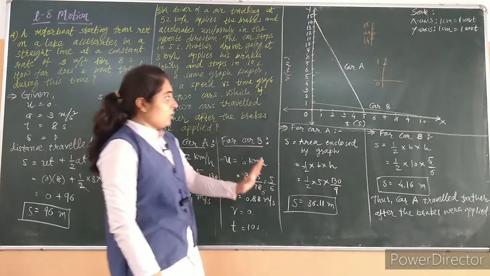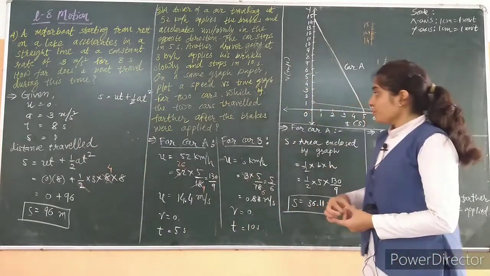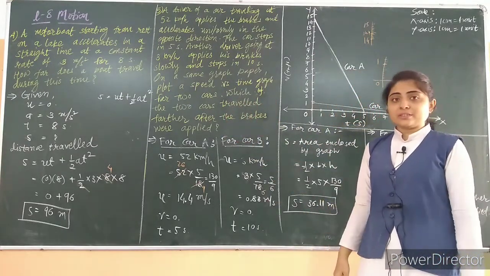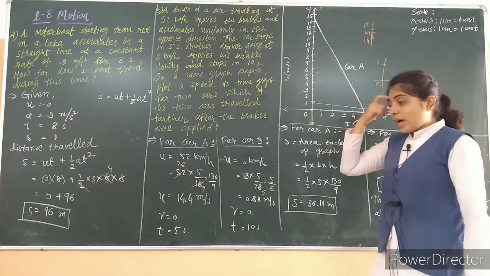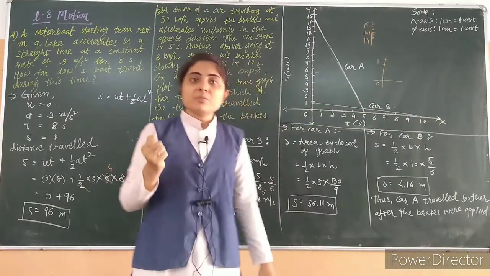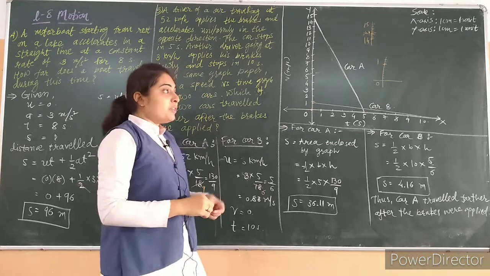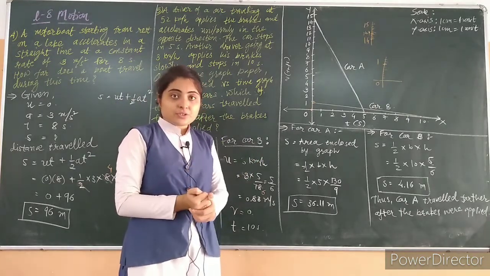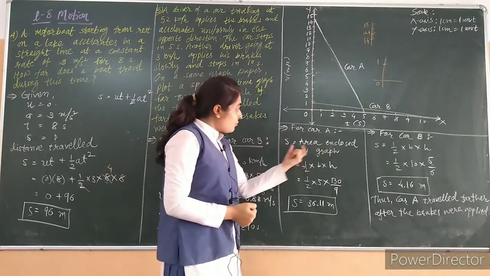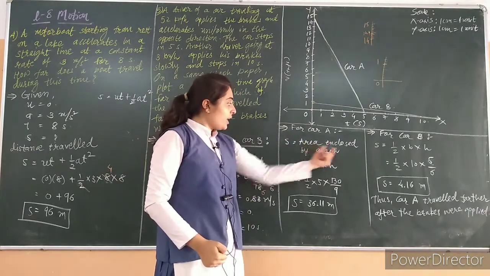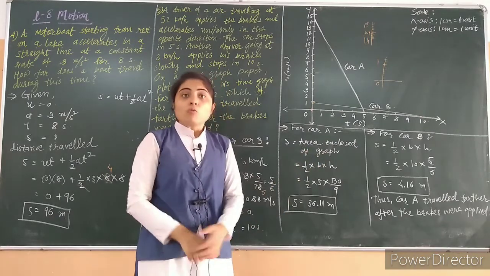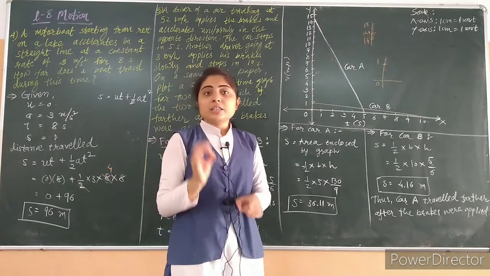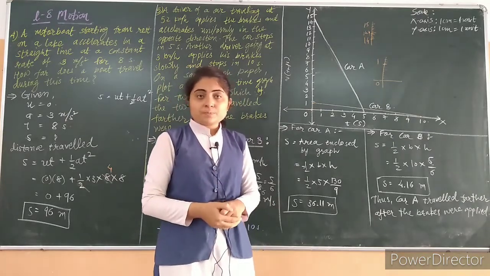Now, the question is which of the cars traveled farther after the brakes are applied? How can we find the distance traveled by the object from a graph? We have a formula. How? Distance is equal to the area enclosed by the graph. Whatever area is covered by the graph, that area gives the distance traveled by the object.